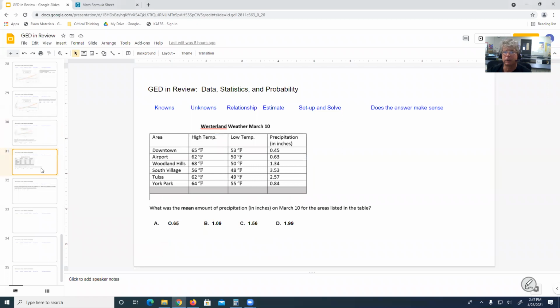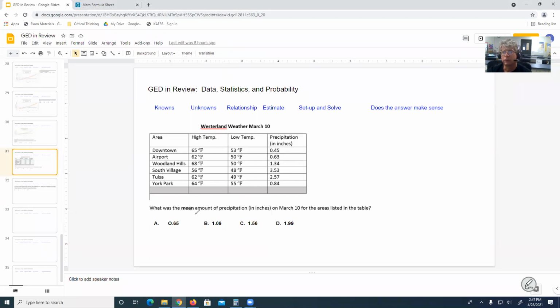Let's see what else we got here. So our next question has a chart. Again, the title is Westerland Weather on March 10th. So we have a bunch of information to go through. Since there's so much information, it's better to just come down to the question and see what we have going on there.